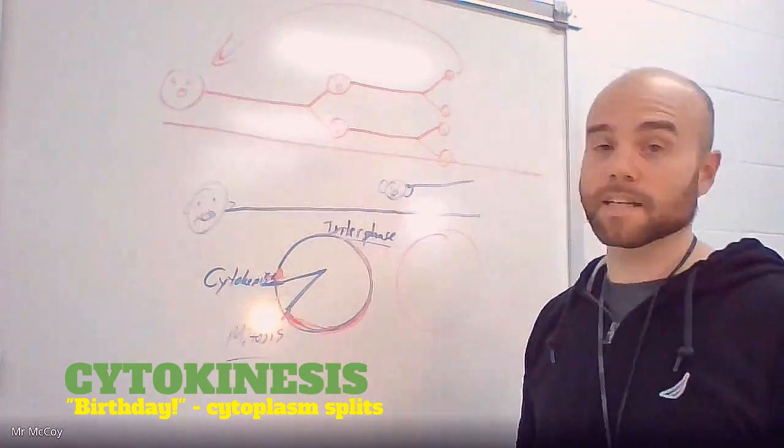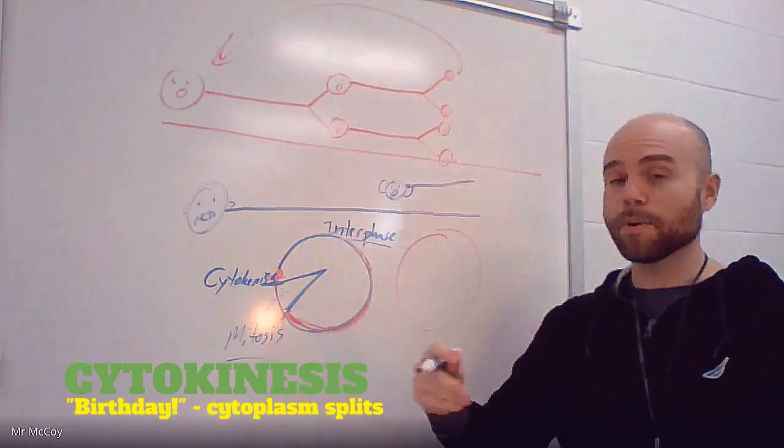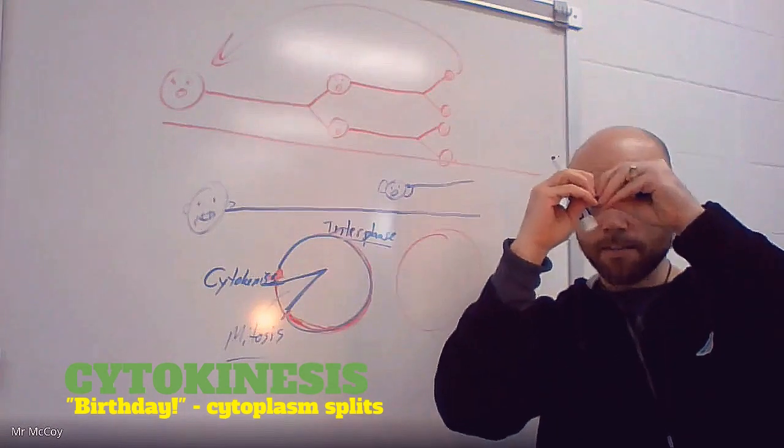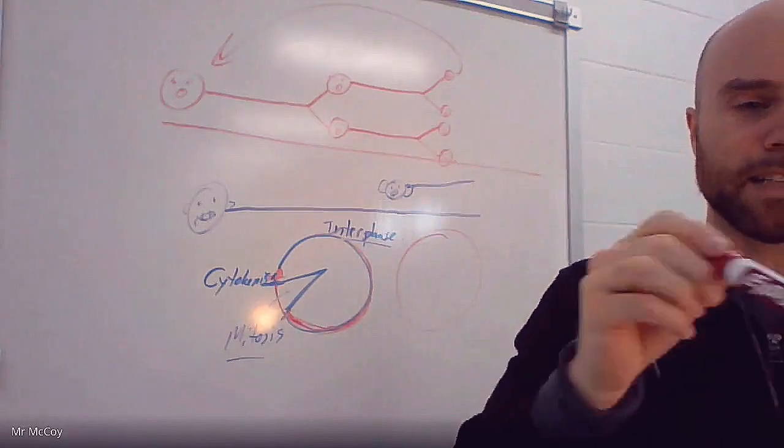That's terrible. I don't think I spelled that right, but that's okay. Cytokinesis. So we have interphase is normal life. Then we have mitosis, and then we have cytokinesis. Cytokinesis is like that moment. So I kind of break it down like this.